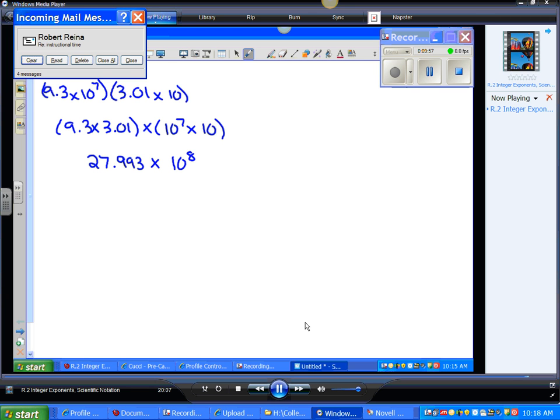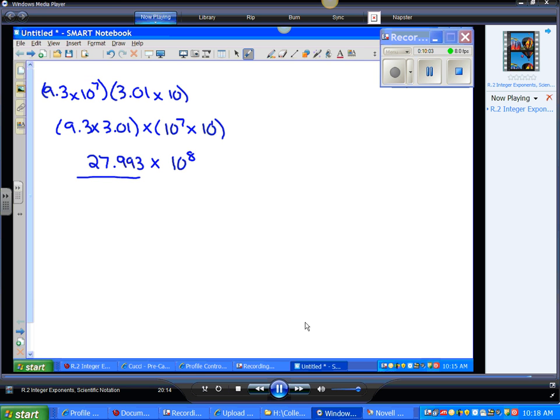And because that's not in our general form, remember that value has to be between 1 and 10. We need to move that decimal over one more place. So it's 2.7993 times 10 to the, and remember we have to adjust that because we moved our decimal, to the 9th. Very good.